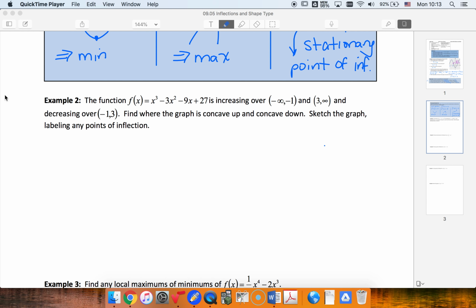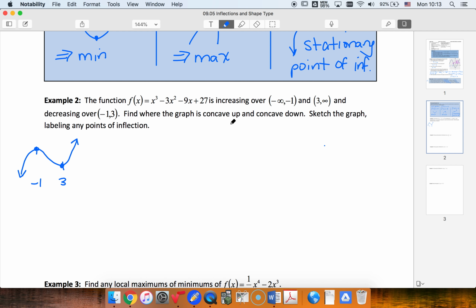Right, so here's a function. It's a cubic function. We're told it's increasing from -infinity to -1 and from 3 to infinity, and decreasing from -1 to 3. So I've basically been told that I have a cubic that's going from increasing to decreasing to increasing. It's increasing until -1, and then I start increasing again at 3. Basically, I've been told the x coordinates of my stationary points.